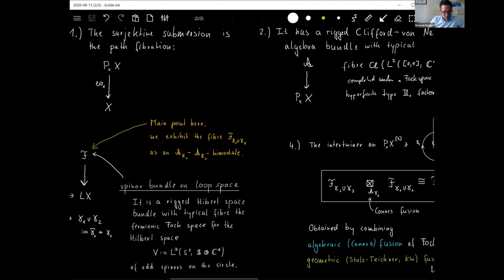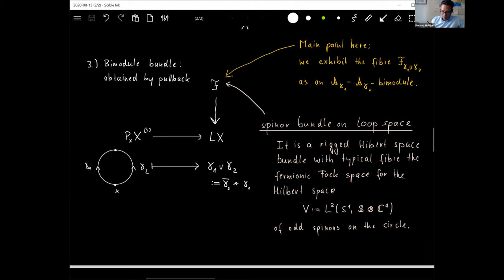And now the most important point is the bimodule bundle over the double fiber product. The double fiber product of this path fibration has a map to the loop space by just taking two paths, which, because of the fiber product condition, end at the same point. So one gets a loop by running one path and then the other inverse. And over the loop space, there is this famous spinor bundle on loop space, which also appears in this draft paper of Stolz and Teichner. But Peter Kristel in his thesis also gives a very nice and totally rigorous construction of what this spinor bundle on the loop space is.